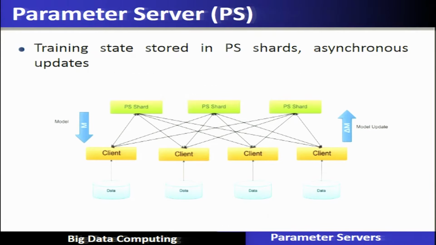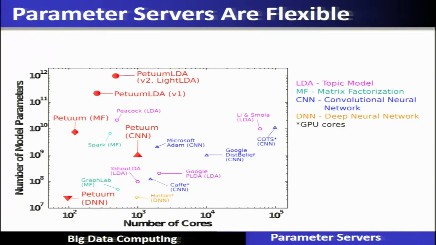The parameter server is used in the training phase also. The training state is stored in the parameter shards, and asynchronous updates are handled. This example figure shows that the models are stored as part of the parameter server shards, and whenever there is an update, it has to be applied at all the shards managing the parameter server. The parameter servers are maintained in this big data scenario through clusters, which we are going to understand in this part of the discussion.